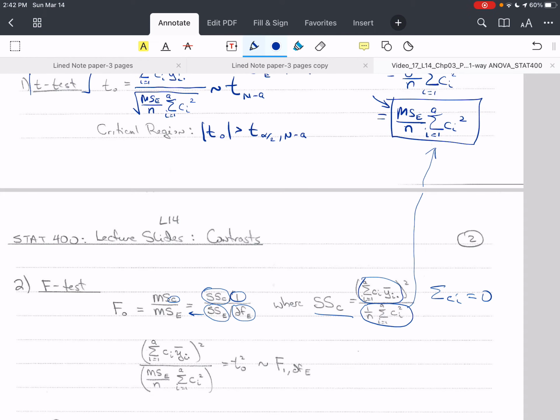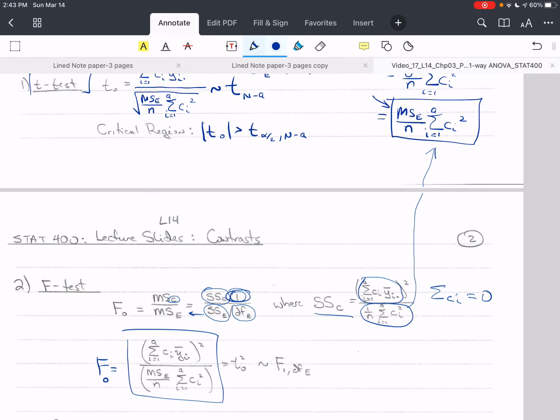So when we divide SSC by MSE, we end up with this equation here for F naught. Okay? And this is going to equal T naught squared, because we have 1 degree of freedom on the top. Okay? We had 1 degree of freedom here. Okay? So how did we get this expression?